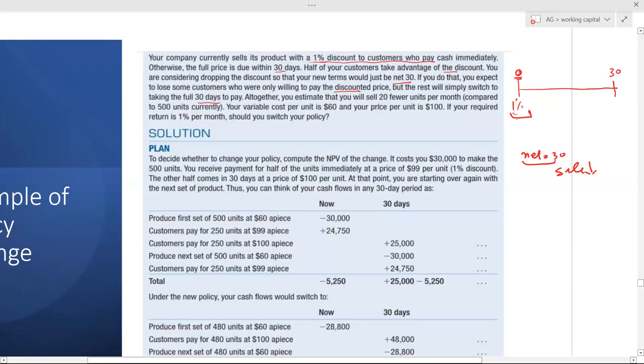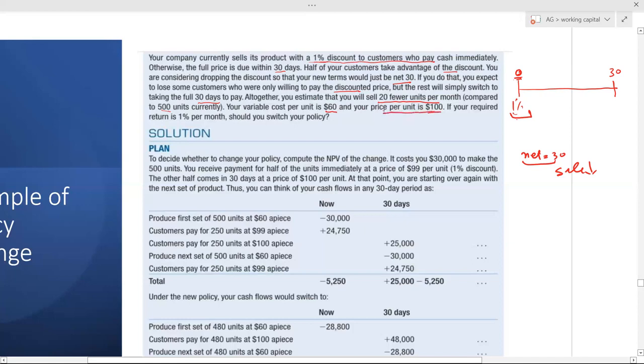Altogether, you estimate that you will sell 20 fewer units per month. So you are expecting to lose 20 units. You are currently selling 500 units with the existing policy, but with the new policy you will sell 480. Your variable cost per unit is $60 and the price per unit is 100.